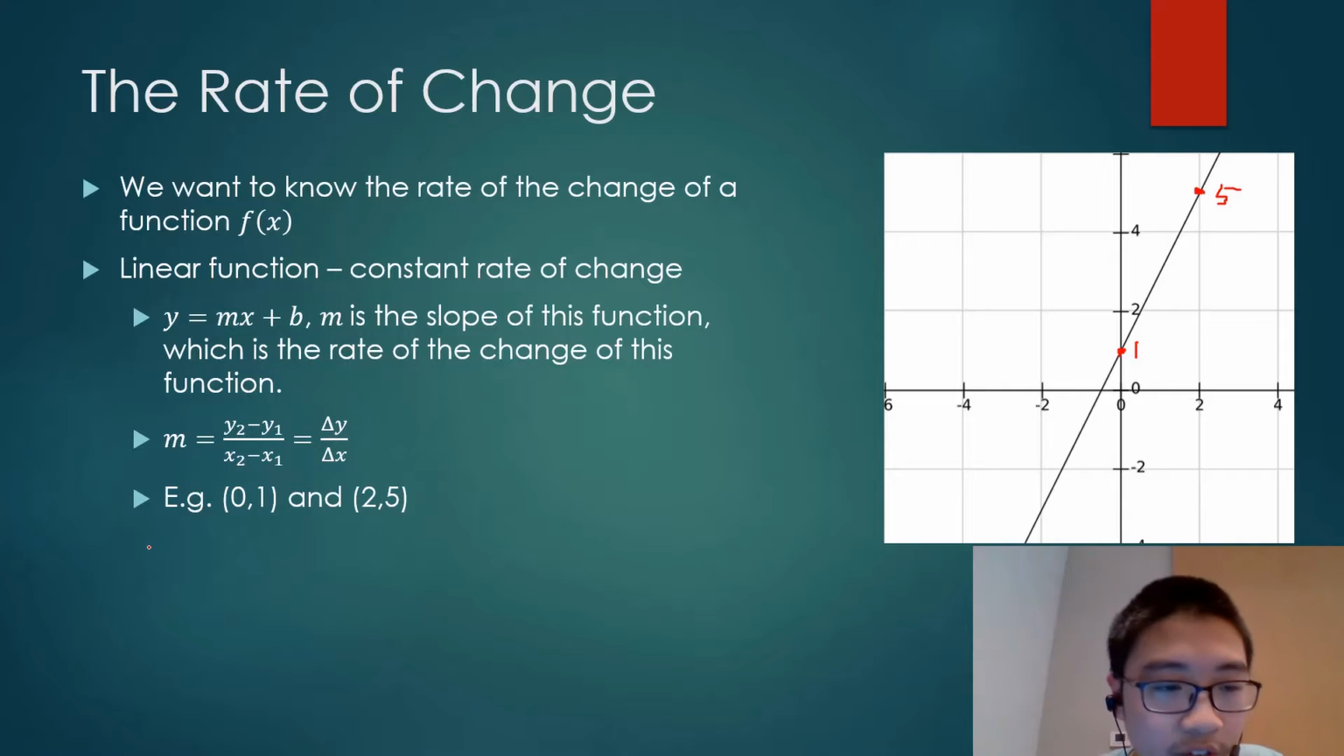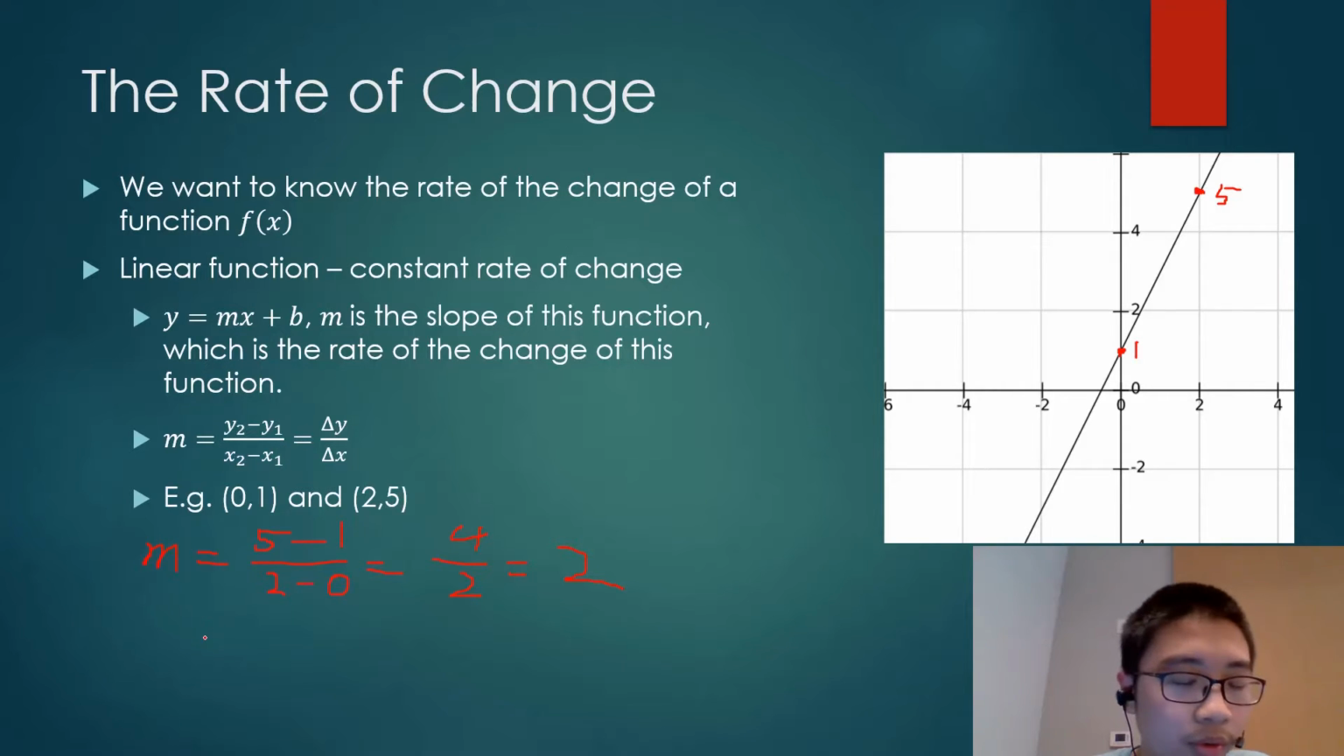Now let's calculate the slope. m is equal to y2 minus y1 over x2 minus x1. So y2 is 5, y1 is 1, x2 is 2, and x1 is 0. So it's 5 minus 1, which is 4, over 2 minus 0, which is 2, so 4 over 2 is just 2. We calculated the slope of this function, which is 2. And 0, 1 is just the y-intercept of this linear function, which is b.